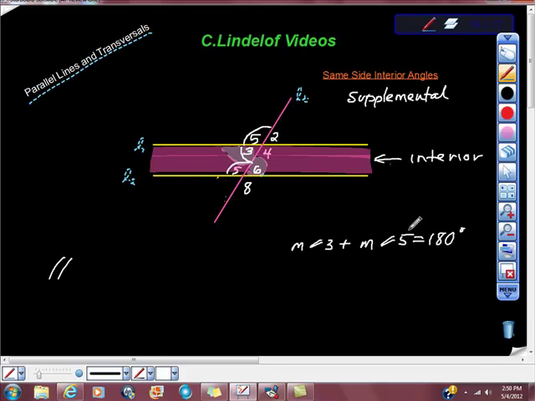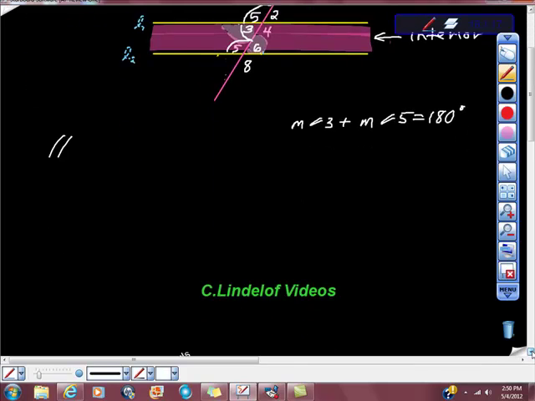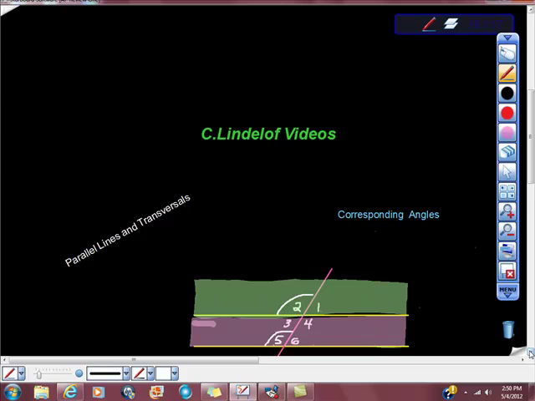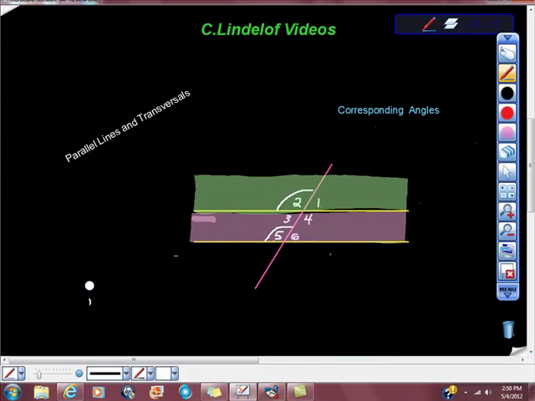Let's move down and see if we can find the other thing that we were supposed to be talking about. Maybe I went to the wrong page, and of course I did. So let's take a look at that. So here we go again. Now we're going to look at these corresponding angles.